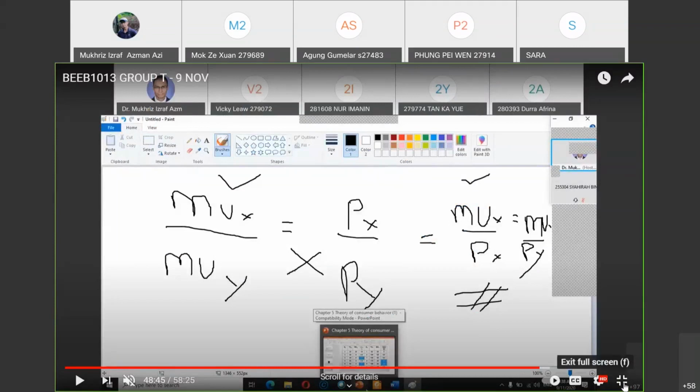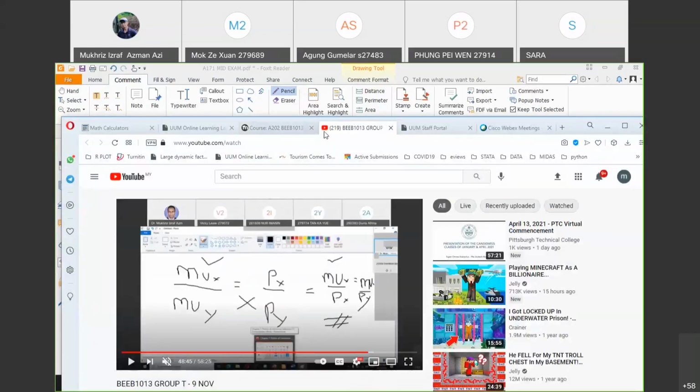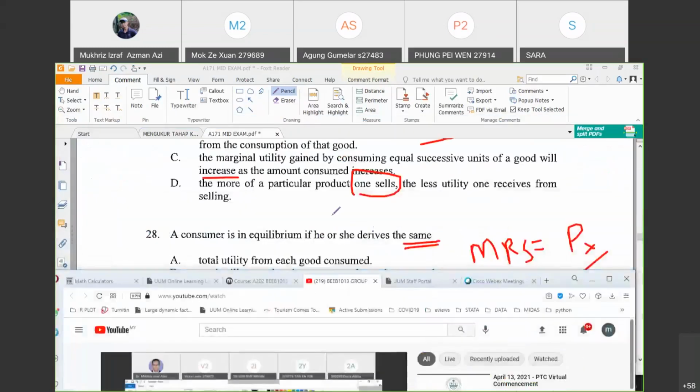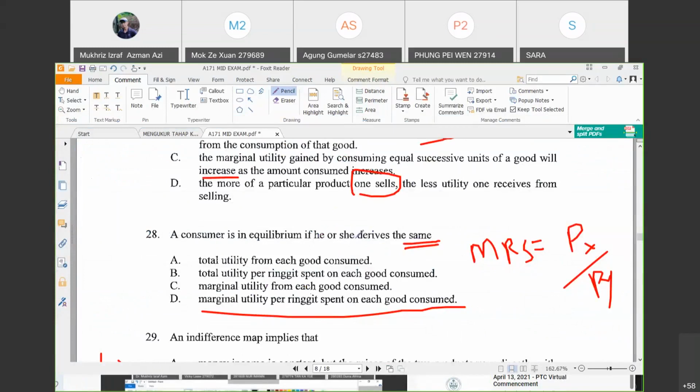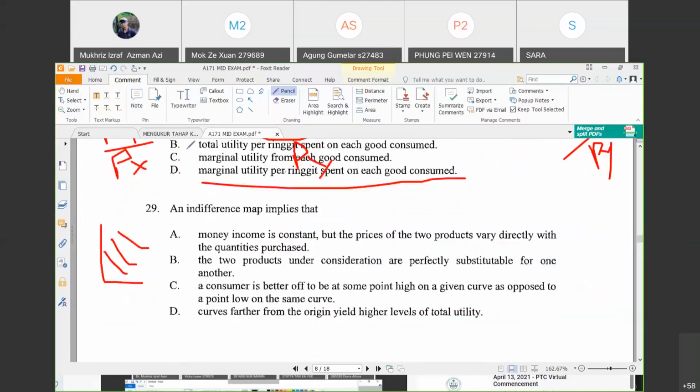So that is basically the same as what you are being asked here. Equilibrium is achieved when the marginal utility per dollar spent is the same, which is MUX over PX equal to MUY over PY. So this is what it means by marginal utility per ringgit or per dollar spent. It is the same for each of the goods that you consume. Okay, question 29.